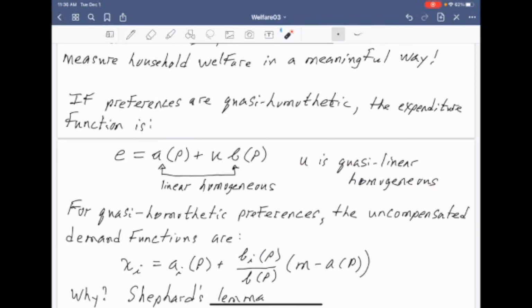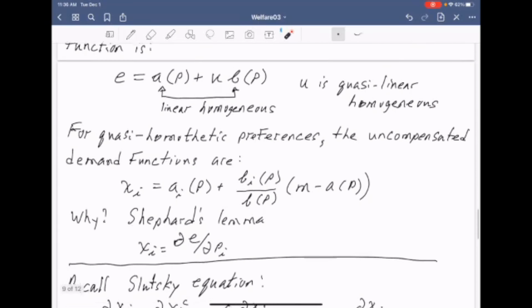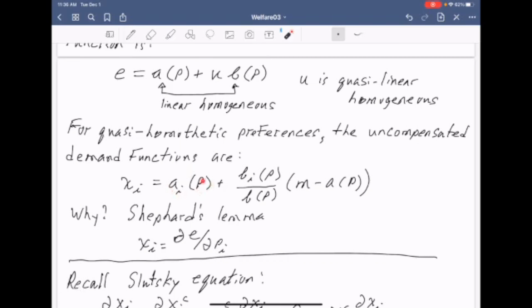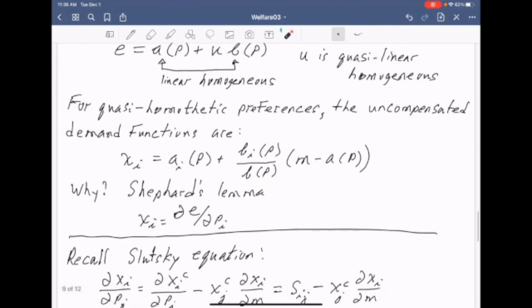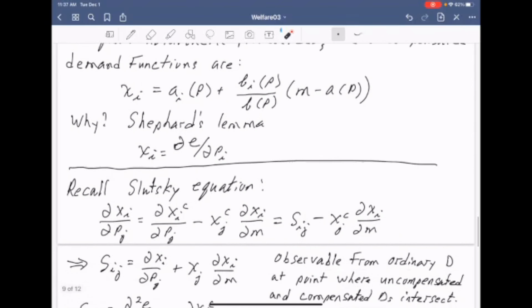For quasi-homothetic preferences then, the uncompensated demand functions are given by Xi equals Ai at prices P, minus Bi at prices P divided by B as a function of P, times M minus A with respect to P. How did we get that? Well, I'll leave that to you, but we use Shepard's lemma to find this Xi based on this particular expenditure function. We just have to make sure that we put the i's in the right spots in that expenditure function for a particular good xi.